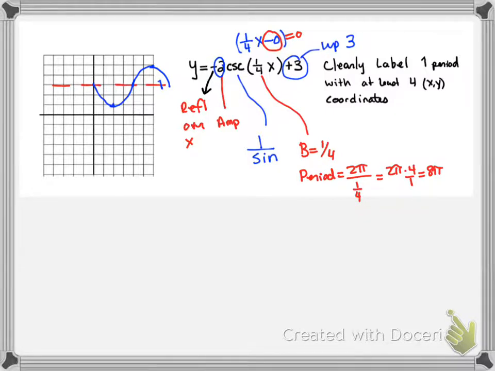We want the cosecant. So we're going to need asymptotes where the sine graph is 0 because we want 1 over 0 to be undefined. So that's where those asymptotes are located. And our cosecant will share that 1 point here and that 1 point here.